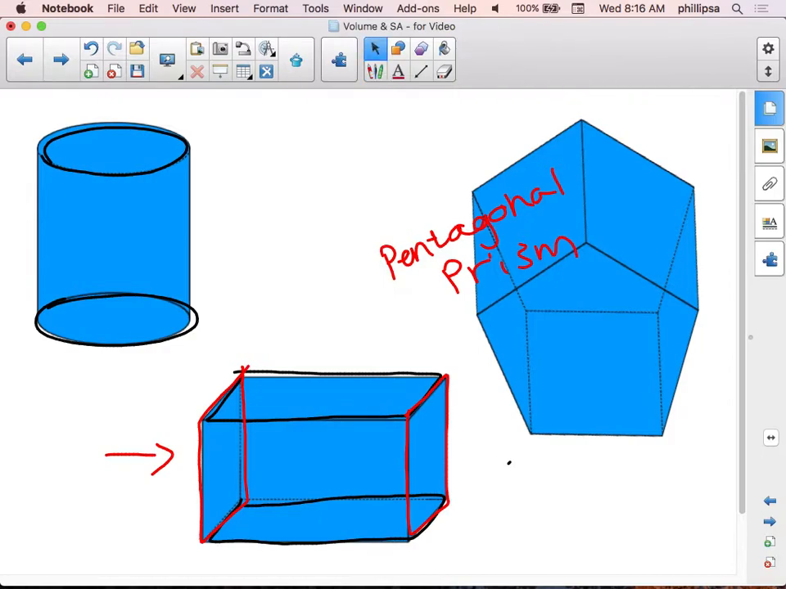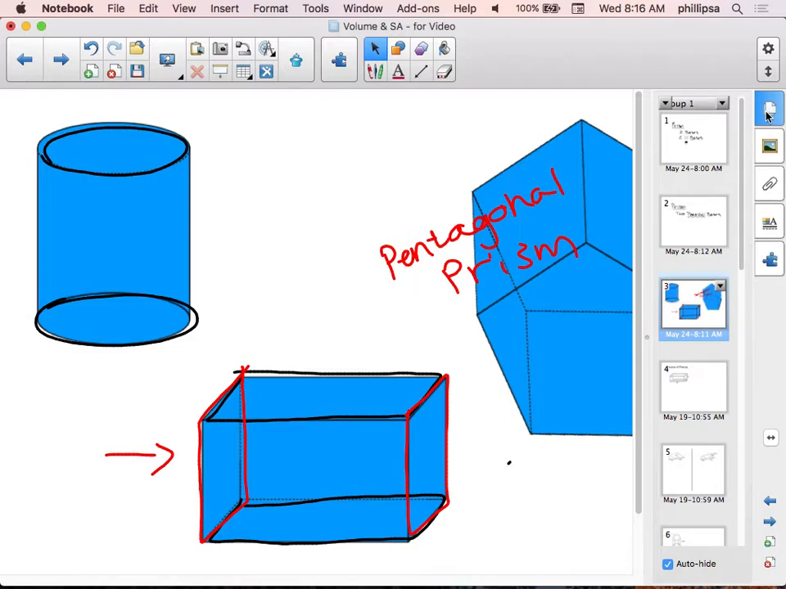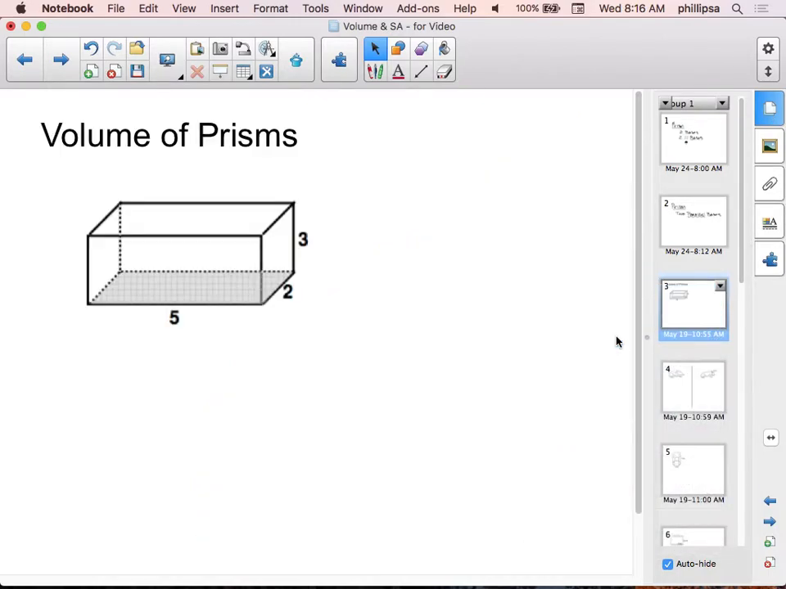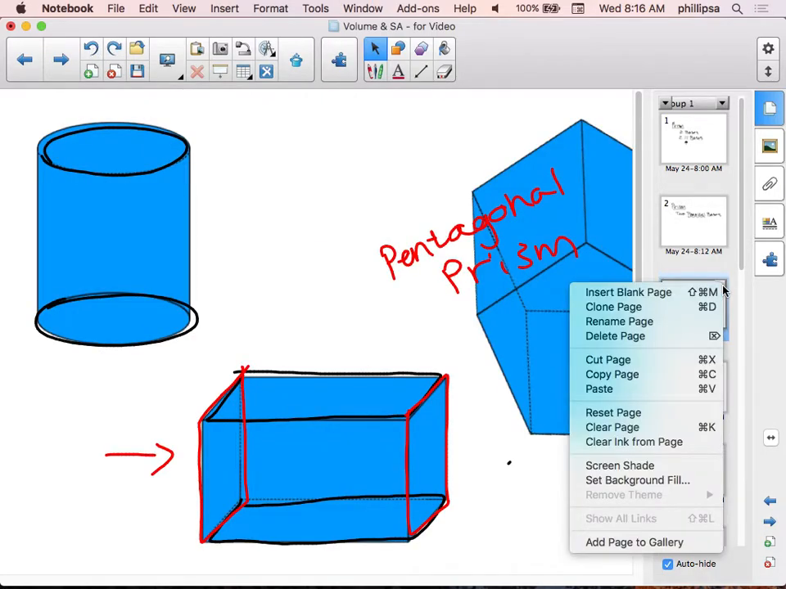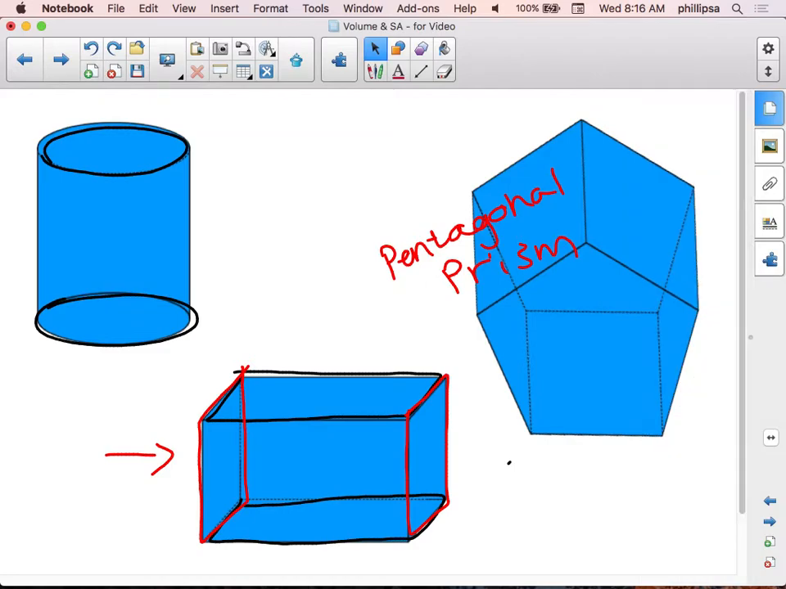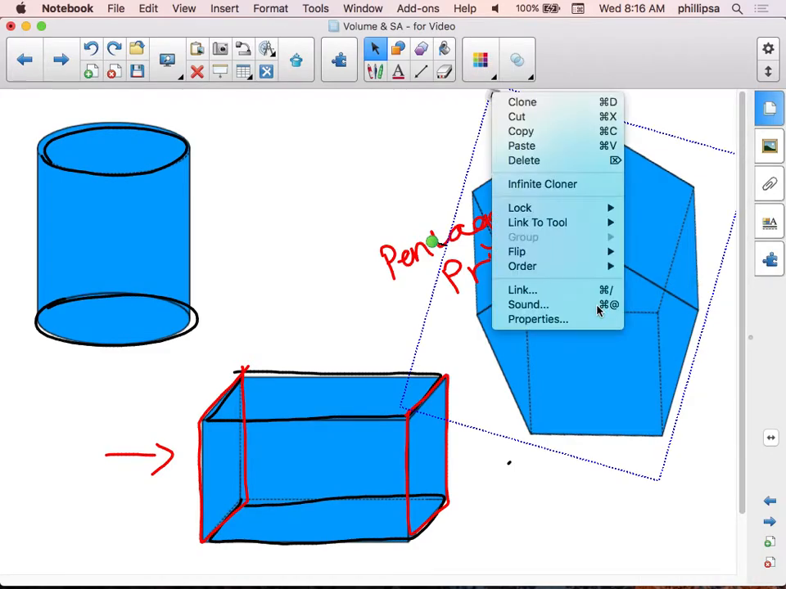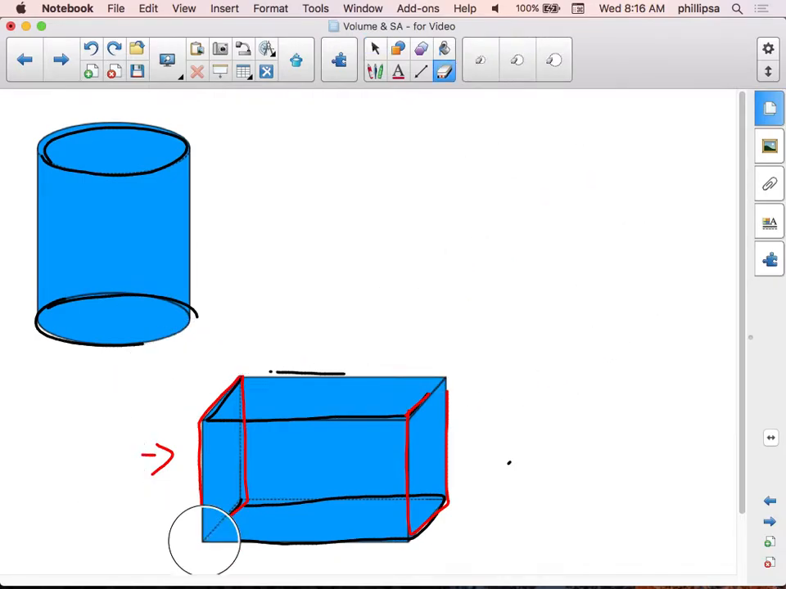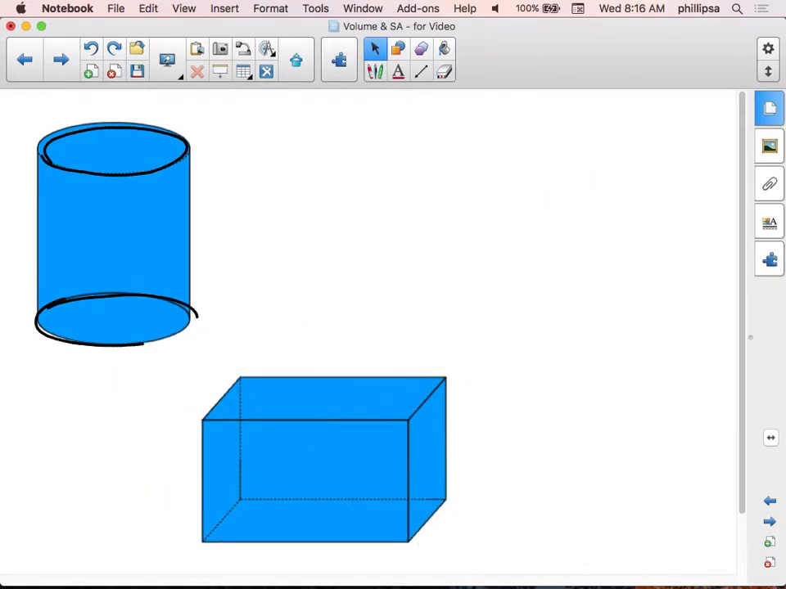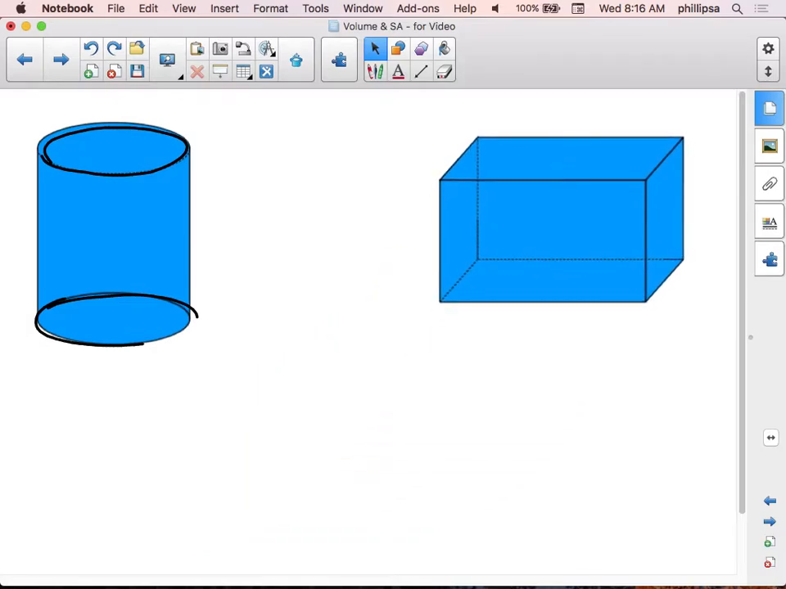So now let's talk a little bit about volume, okay? So I'm actually going to talk again about these figures. I'm just going to take away the pentagon. Okay, so let's take a look quickly at these figures and identify what volume is.